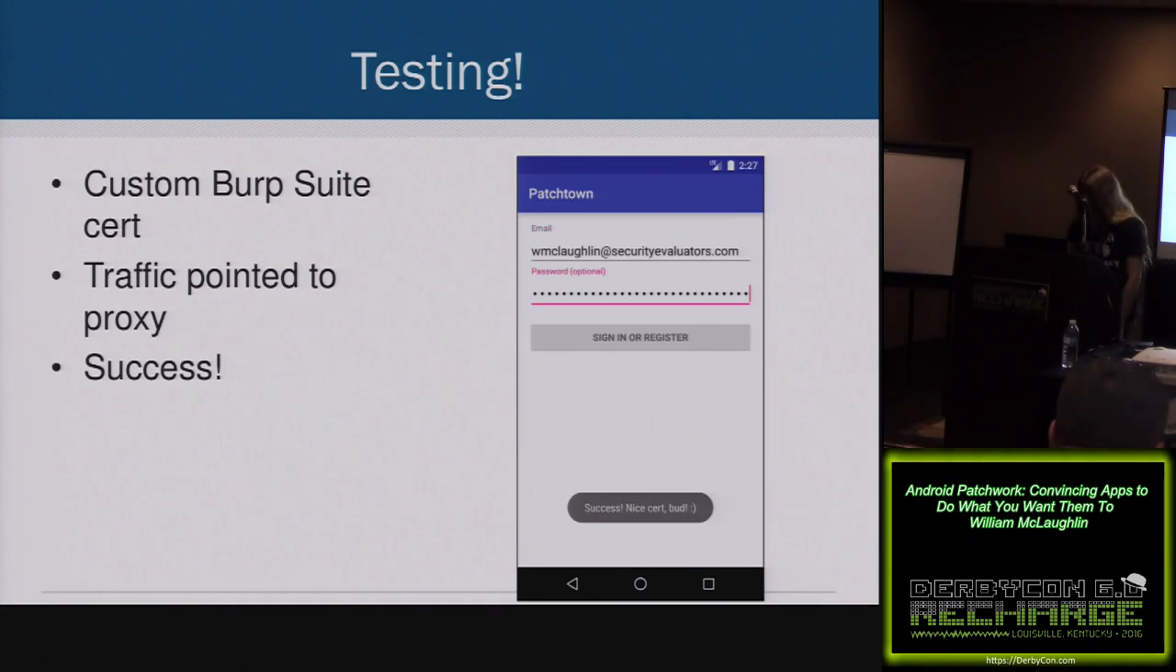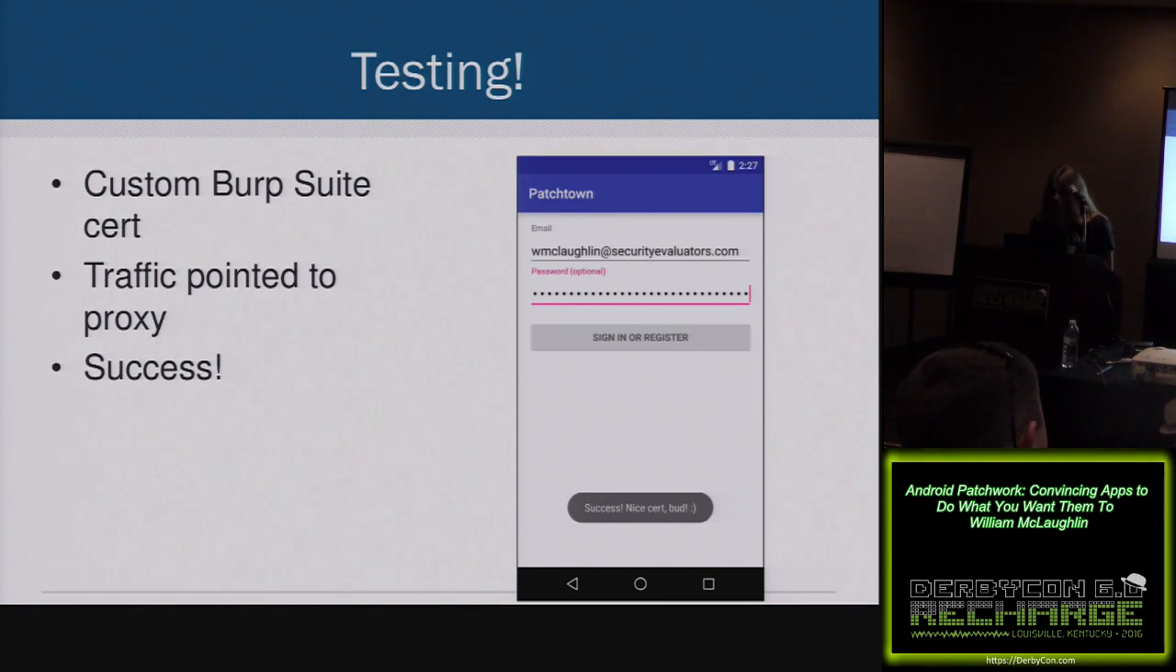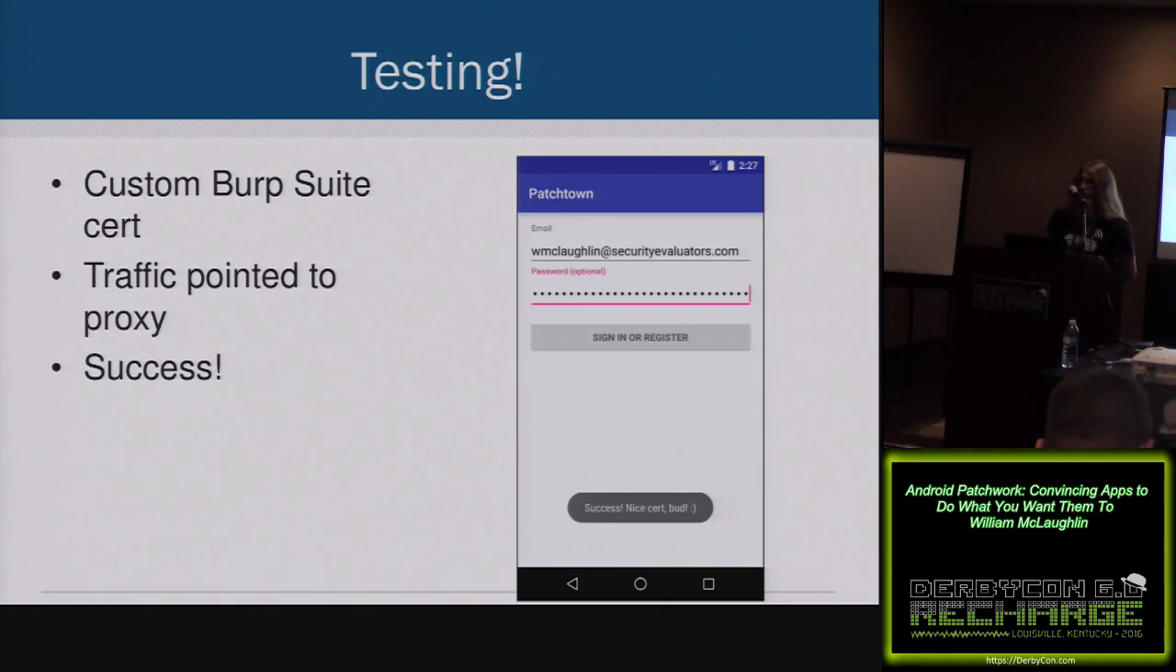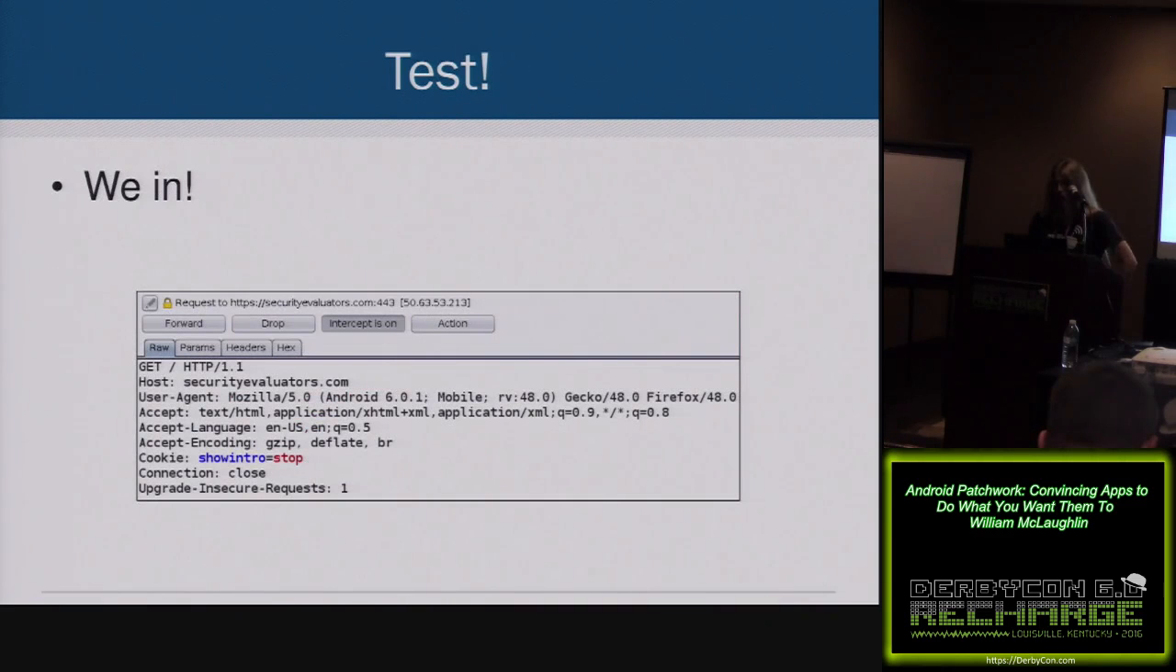This time, though, it does not. We get the success message we noticed before, and it looks like we're good to go. Our patch seems to have been successful. The way we test that is we can look in Burp to see if any requests are going through it. If they are, then we know that the patch was successful. Thankfully, when I looked in Burp, it did. The initial request to securityevaluators.com hit my proxy, meaning the certificate pinning was circumvented, and we can now view any traffic going in between the app and the server.